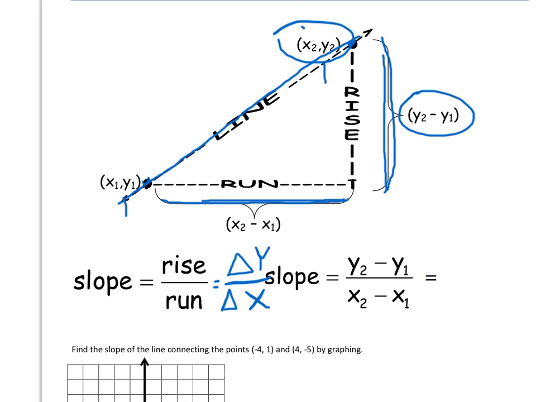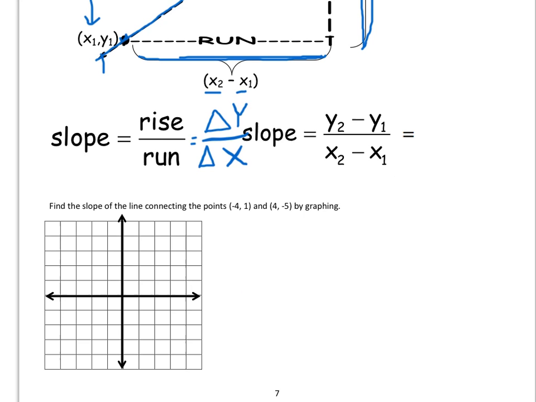Okay, and then we can do the same thing for the x. If we do the x2, the x in this ordered pair, minus the x in this ordered pair, so x2 minus x1, that will get us the actual change in x, the run. Okay, alright.